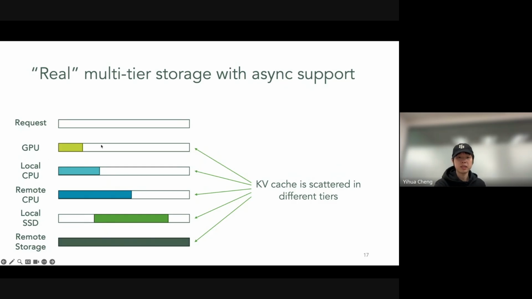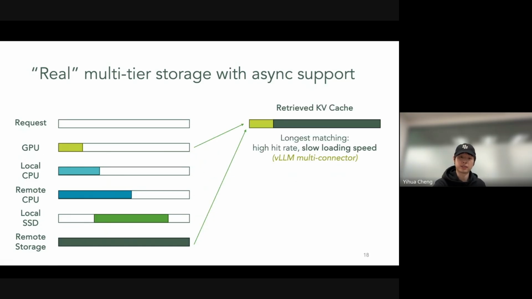And during the runtime, if we want to load the KV cache for this request, what will happen? In the state of the art, if we are running the real-time multi-connector, it's basically a longest matching algorithm where it's trying to maximize the hit rate. But if we want to load all the KV cache from the remote storage, you will get a very slow loading speed because remote storage will usually be very slow.